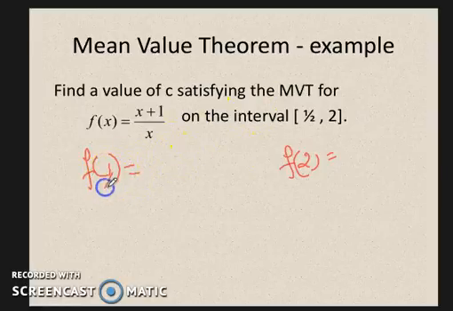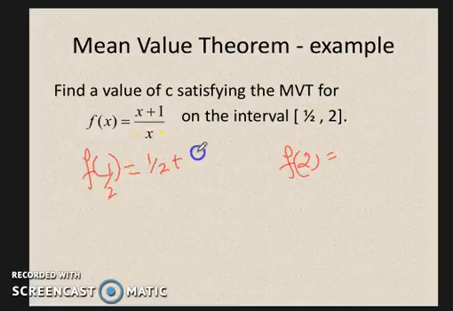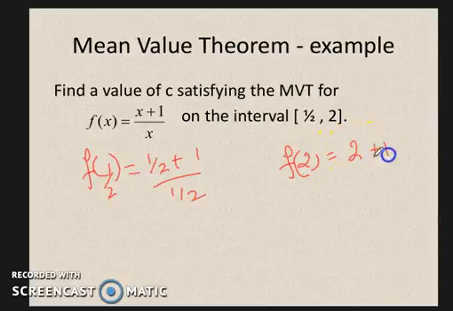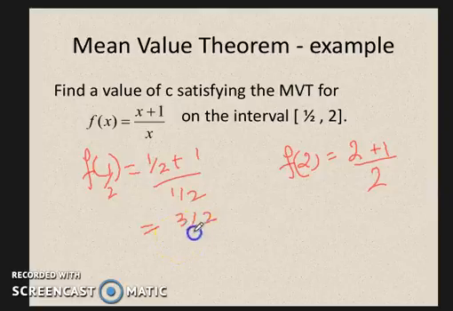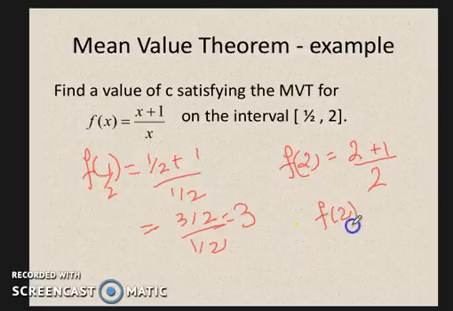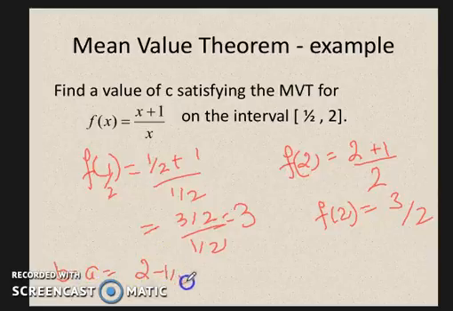f(1/2) is half plus 1 over half, which is 2 plus 1 over 2. Half plus 1 is 3 halves, over half, this comes out to be 3. And f(2) comes out to be 3 over 2. b minus a tells you 2 minus half, this comes out to be 3 over 2.